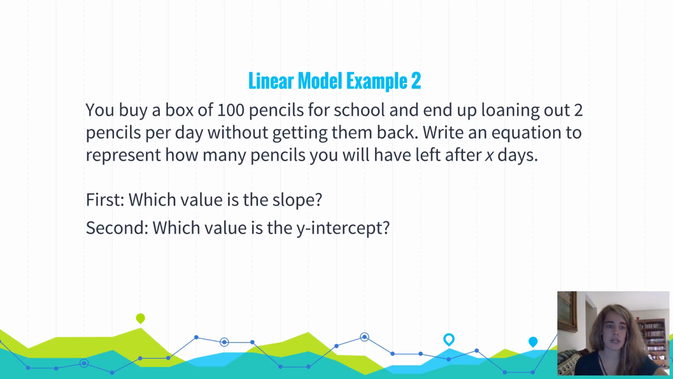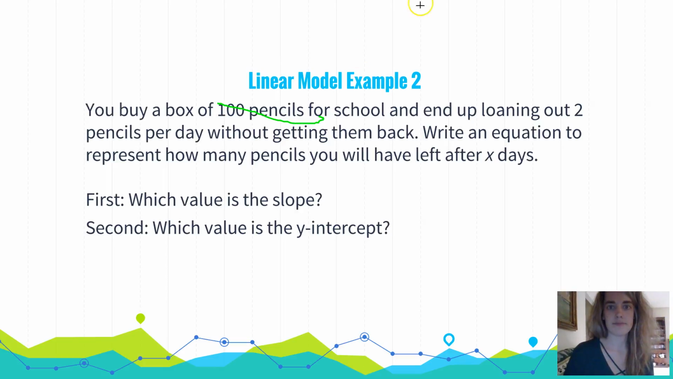Let's look at this example here. It says you buy a box of 100 pencils for school and end up loaning out 2 pencils per day without getting them back. Write an equation to represent how many pencils you will have left after X days. So we need the slope and the y-intercept. So let's underline some important things. It says you buy a box of 100 pencils.